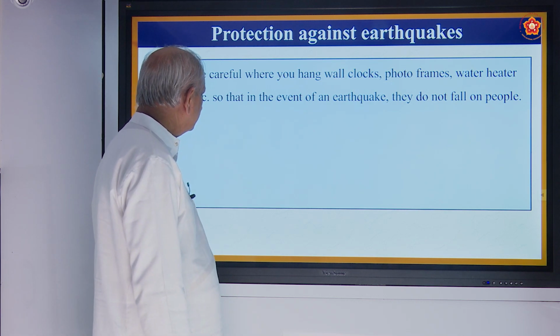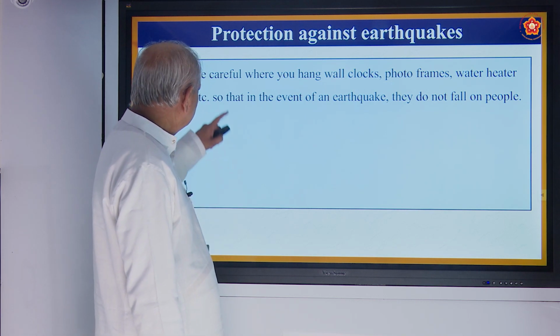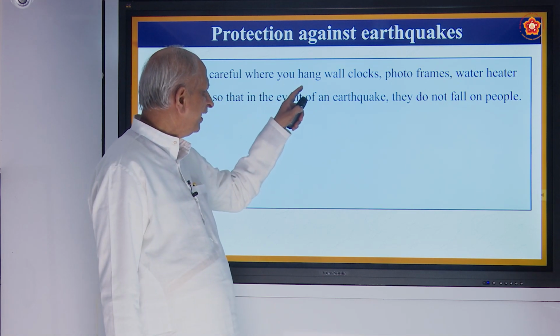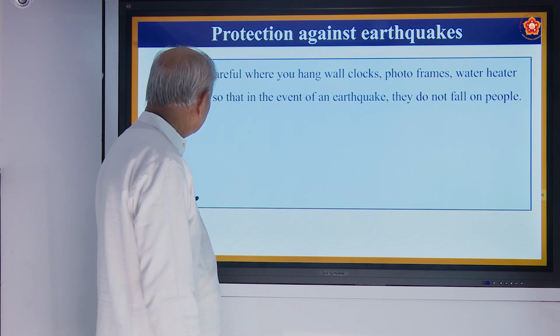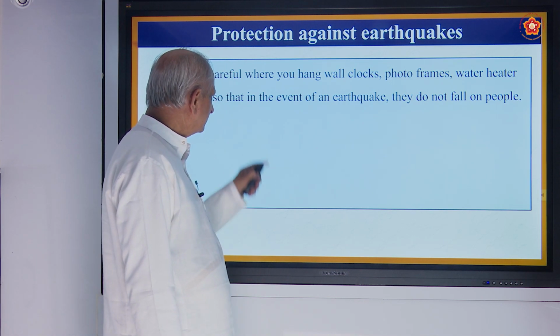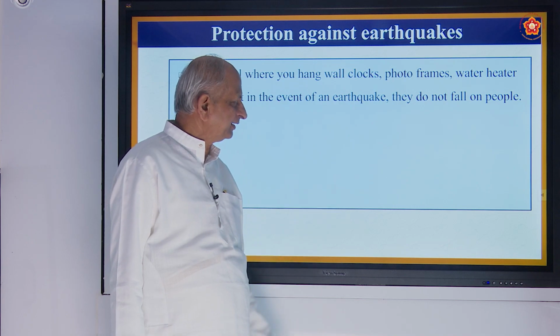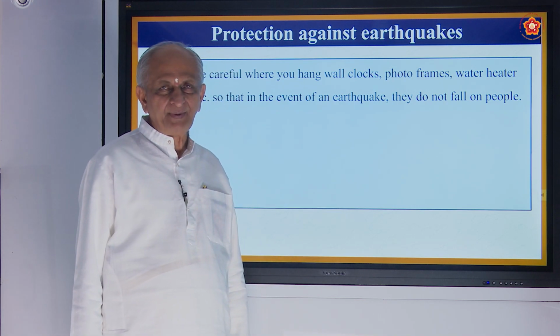Now let us see the protection in earthquake. What you must do? Be careful where you hang wall clocks, photo frames, water heater, etc. So that in the event of an earthquake, they do not fall on people.